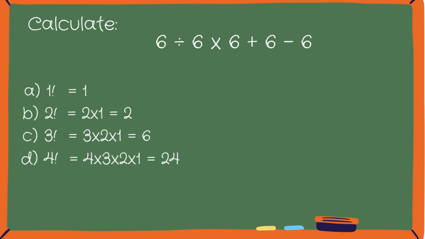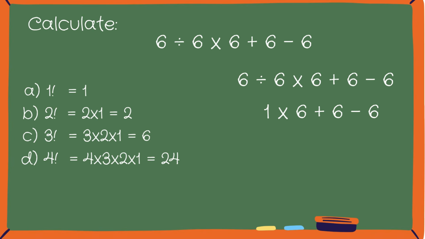What does the rule say? That I have to do multiplication and division first. I have multiplication, I have division, I have addition, and I have subtraction. So we start with multiplications and divisions. Let's go from left to right. I'm going to rewrite first the expression: 6 divided by 6 multiplied by 6 plus 6 minus 6.